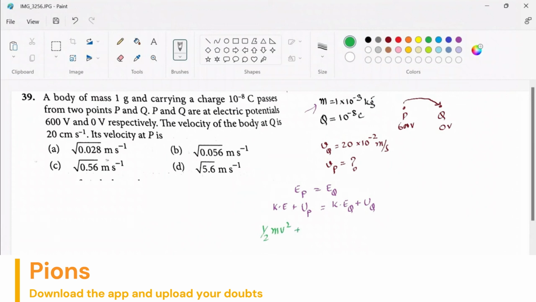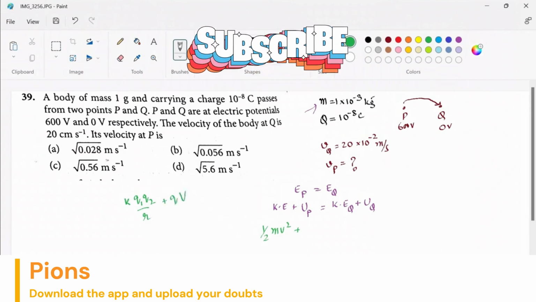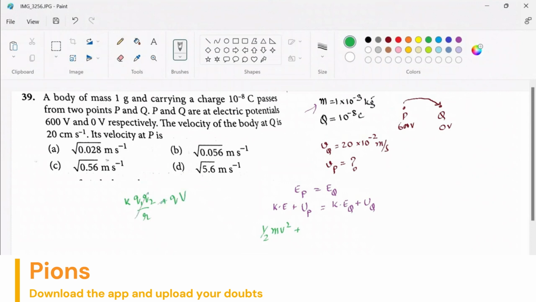And what about potential energy? Sir, potential energy, we have two formulas in our second chapter. One is K Q1 Q2 upon R. But here they are not giving any Q1 Q2. Here we have potentials. So here which formula will we use? Charge times potential. Correct? So we will not use this formula. Let me remove everything and let's continue here. So half mv square plus charge at point P times potential at point P.